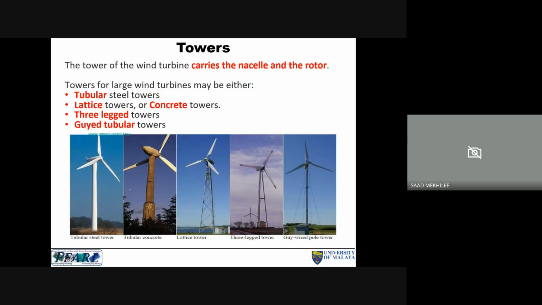The towers have gone through tremendous developments, from this to this to this, to currently the tubular steel towers, which are very strong. You can go inside and, for example, climb up, do maintenance, with the wires running down and so on. So it goes through many developments.